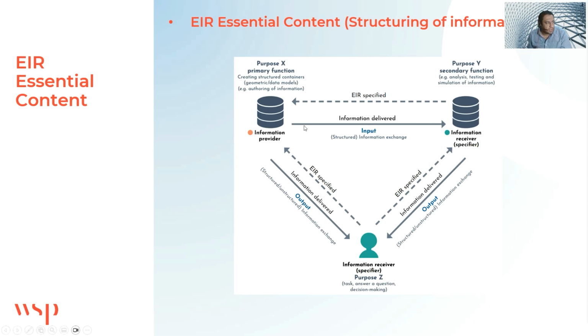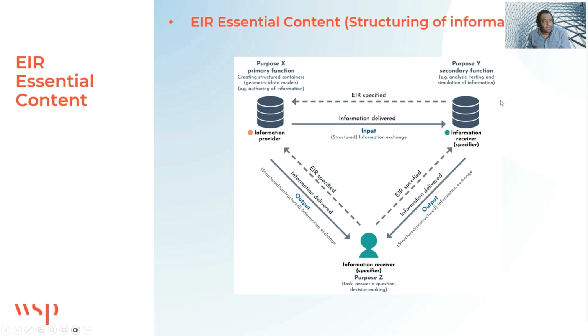So in this example that you see, the primary purpose of information was to have geometrical or data models for authoring of information, for example, for generating the design drawings, while a secondary purpose was analysis and testing and simulation of information. So this purpose required the information to be structured in a specific way that can feed the other secondary purpose.